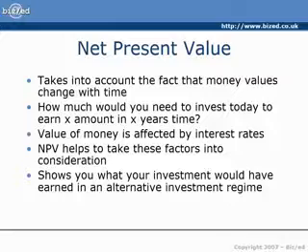The value of money is affected by interest rates, right? Not only by interest rate, but also by inflation. The money value can get affected mainly because of two things: one is interest rate, the other one is inflation. Because of the inflation rate and the interest rate increase, the value of the money comes down. The purchasing power of the money comes down. NPV helps to take these factors into consideration. This is the formula to calculate the NPV.